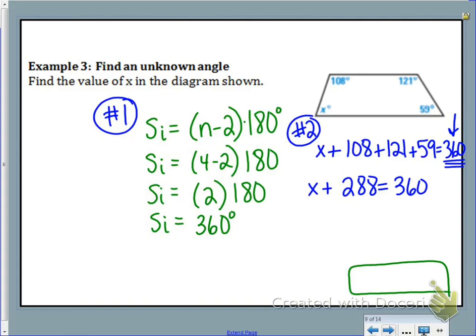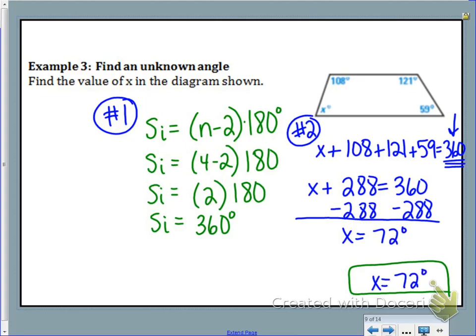Now we're just going to proceed and solve this by subtracting 288 from each side. So 360 degrees, the sum of the interior angles, minus 288 is equal to 72. So in this case, x is equal to 72 degrees. And that is our final answer.